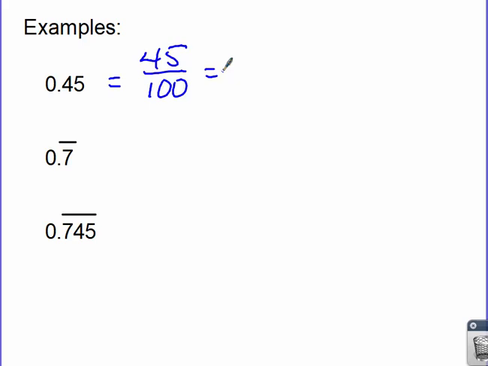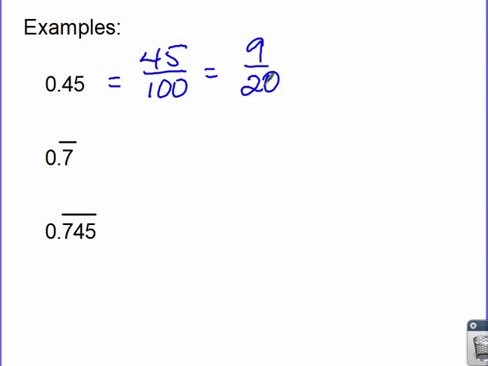Now in this particular video, I'm not going to focus on the simplifying because you can type this into your calculator and it simplifies. But if we did simplify this one by hand, the 45 and the 100 both have a 5 in common. We simplify that, it turns to 9 over 20. But I'm not going to focus on the simplifying in this particular video.